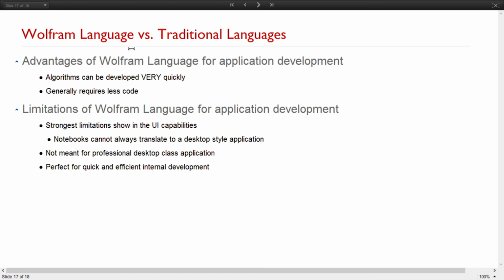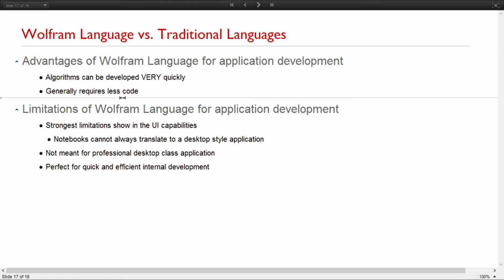Okay, finally, advantages of Wolfram Language for application development. Algorithms can be developed very quickly, and you generally require a lot less code, which I'm sure all of you are aware of, but when it comes to things like R&D projects, it's really nice to have and really nice to do it that way.